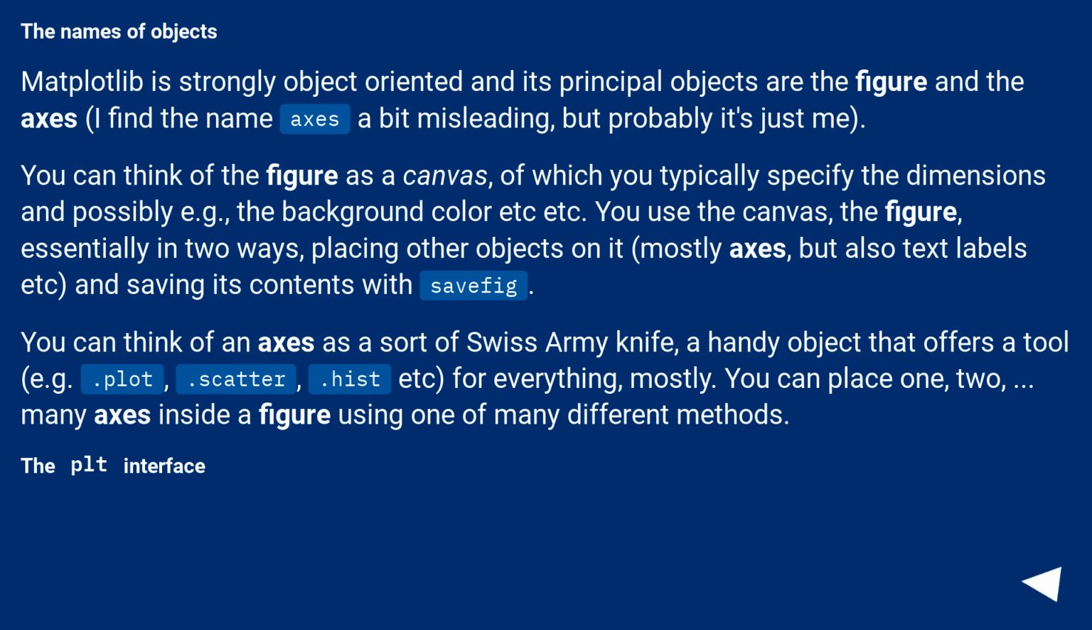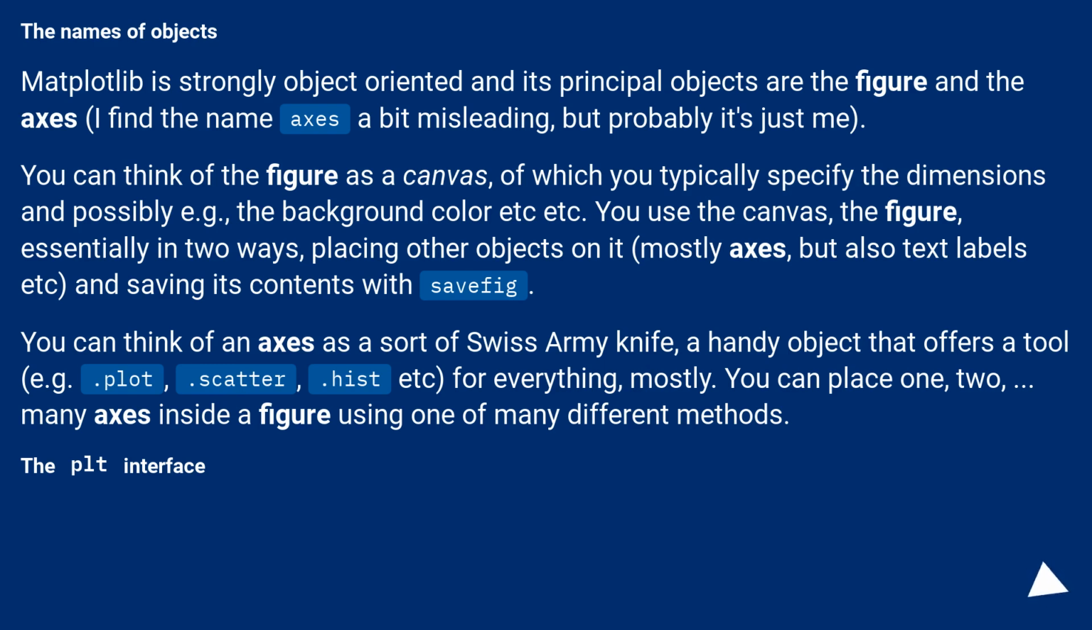The names of objects. Matplotlib is strongly object-oriented and its principal objects are the figure and the axis. I find the name axis a bit misleading, but probably it's just me. You can think of the figure as a canvas, of which you typically specify the dimensions and possibly, for example, the background color, etc. You use the canvas, the figure, essentially in 2 ways: placing other objects on it, mostly axes, but also text labels, etc., and saving its contents with savefig.